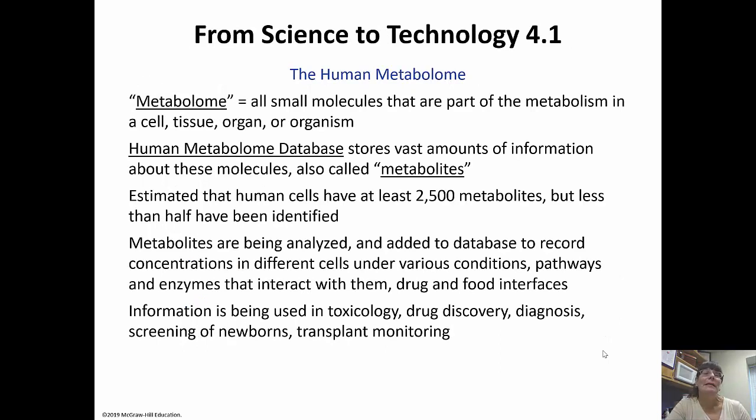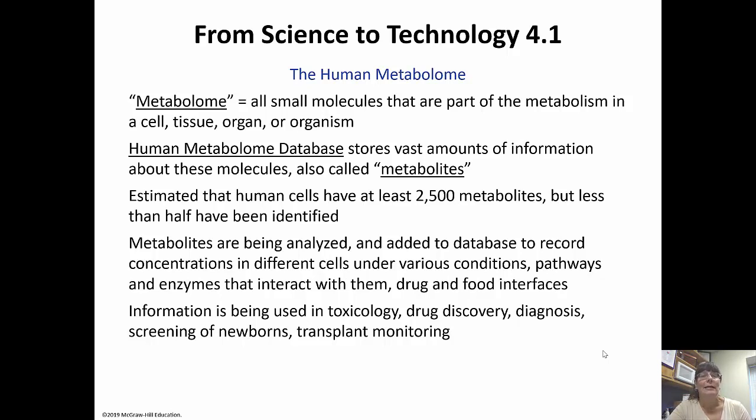The metabolome is all small molecules that are part of the metabolism in a cell, tissue, organ, or organism. A Human Metabolome database stores vast amounts of information about all of these molecules, which we call metabolites. It's estimated that human cells have at least 2,500 of these metabolites, but we have not really identified even half of them. So they hypothesize that there are 2,500, but we're not sure what they are exactly.